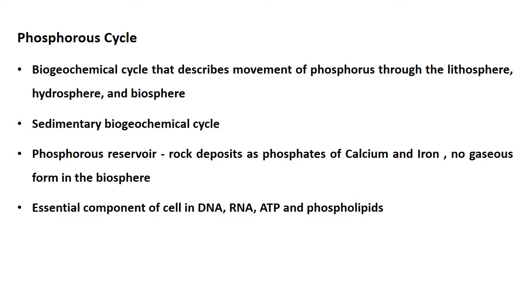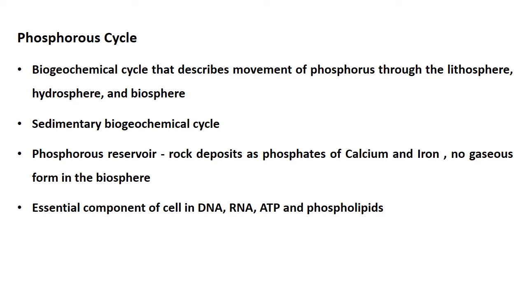Now we are going to discuss the phosphorus cycle. The phosphorus cycle is a biogeochemical cycle that describes the movement of phosphorus through various spheres such as the lithosphere, hydrosphere and biosphere. The phosphorus cycle is a sedimentary biogeochemical cycle. There are no gaseous forms involved. The phosphorus reservoir is mainly in the form of rock deposits. There are no gaseous forms in the phosphorus reservoir in the biosphere.